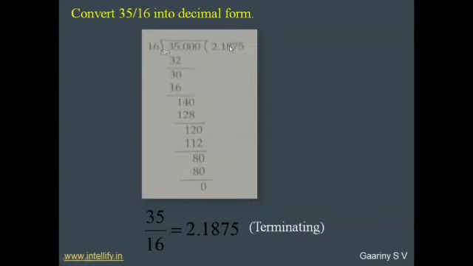So you place 8 here in the quotient. When you multiply 16 by 8, you get 128. When you subtract these, you get the remainder 12. Now 12 is less than 16, so you can add a 0 here. Since you follow these steps, you get 0 after some steps. So that value gets terminated here and the value is not repeating. So you can say the quotient here, 35 by 16, gives you 2.1875, which is a terminating number because it terminates after some particular steps.